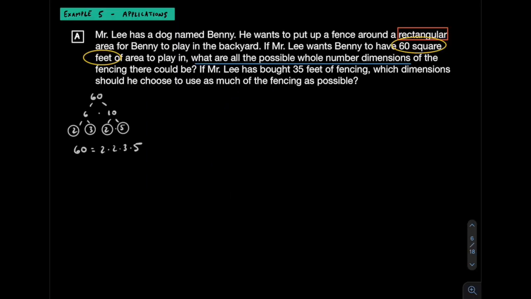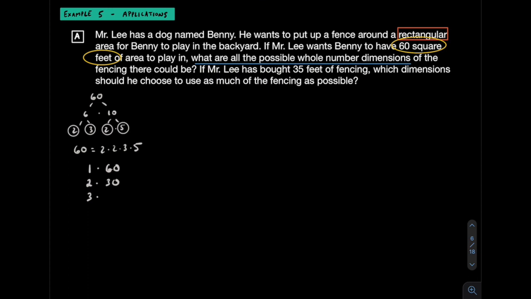The prime factorization for 60 is 2 times 2 times 3 times 5. When we start listing factors of 60, we always start with 1 times 60. If you look at your prime factorization, 2 is on the list, so we can add it to ours as well. If you cover up the 2 and look at the 2, 3, and 5, we know it's going to be 2 times 30. 3 is on the list, we'll write it down.